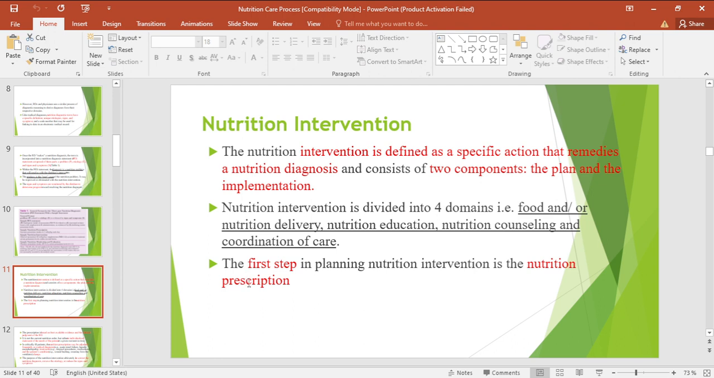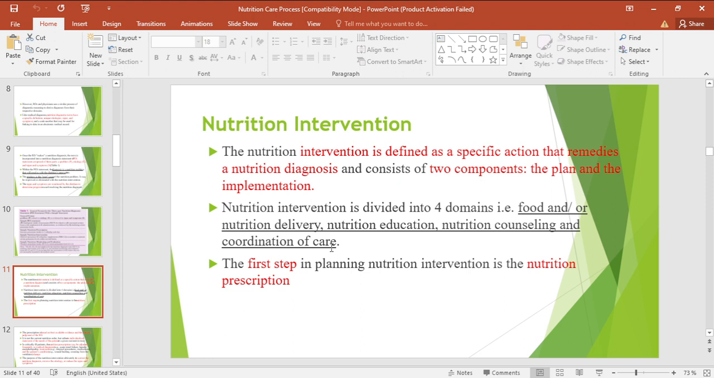Two, nutrition education. After prescribing this diet, does the patient know how to use this diet? Then you give the patient nutrition education on how to use the specific food or diet prescribed. And then nutrition counseling. The patient has to be prepared mentally, physically, and emotionally to start the nutrition intervention strategy. And finally, the coordination of care. You have to also talk to the family members of this patient so that this intervention may be implemented, so that they can also help the patient to overcome the problem.